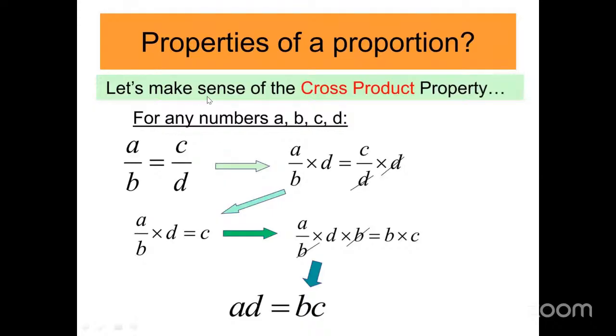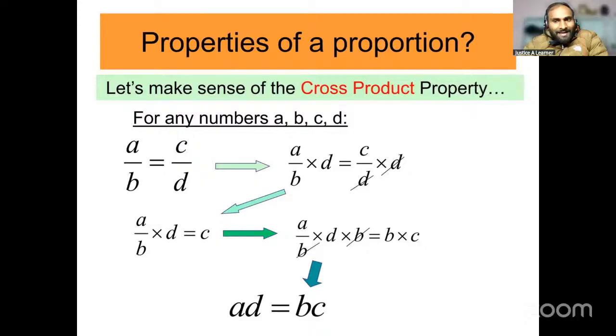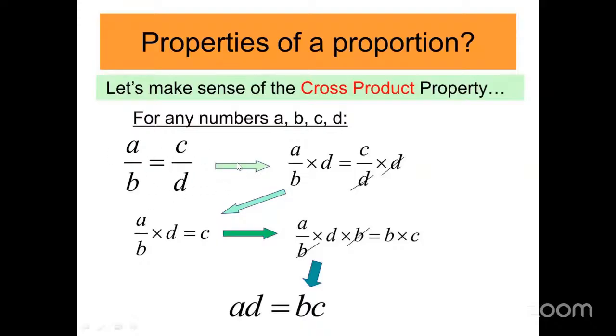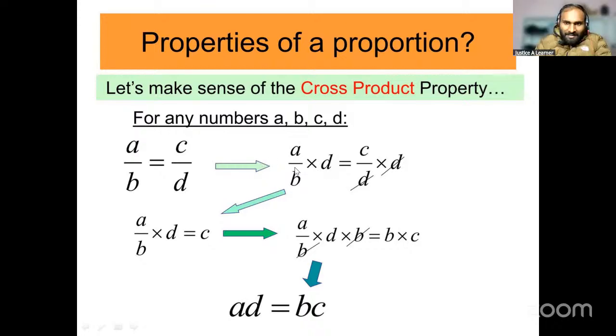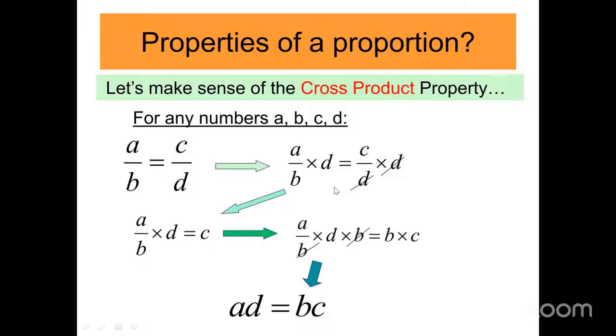All right, now read this. Property of proportion. Let's make sense of the cross product property. For any numbers A, B, C, and D, it says A over B is equal to C over D. You understand till here, right? Now, what if we multiply D into this number and D into this number? Won't it be the same?